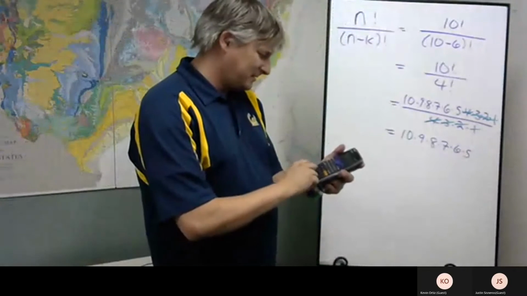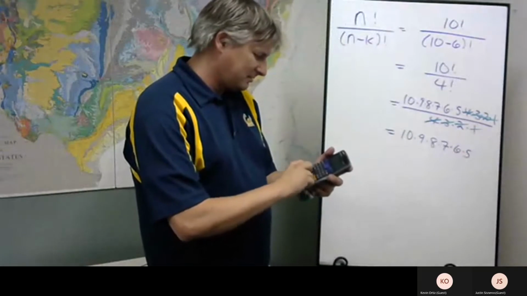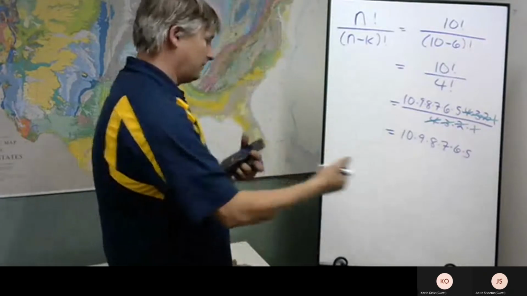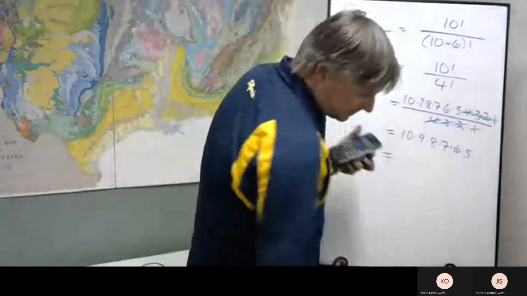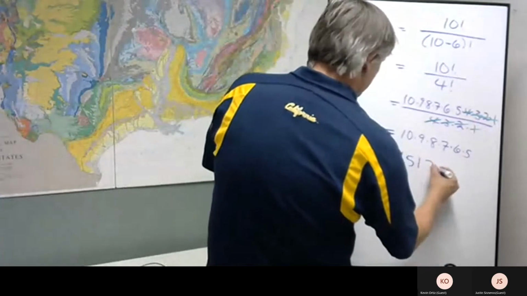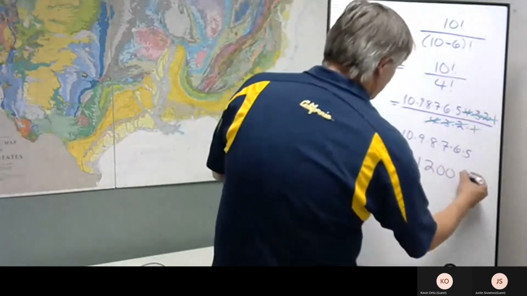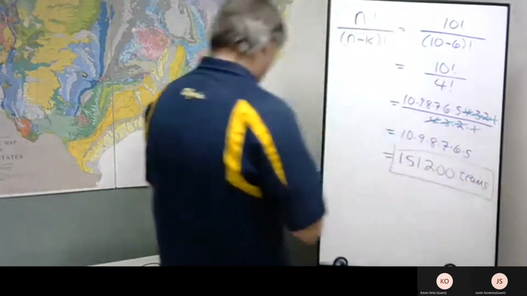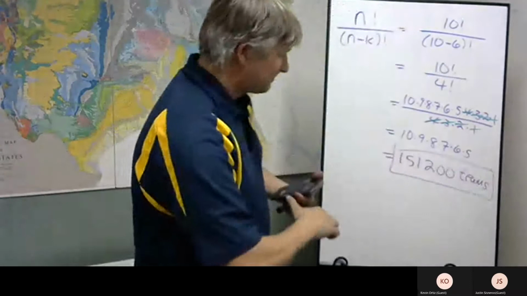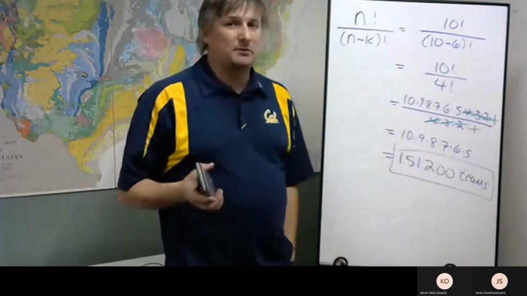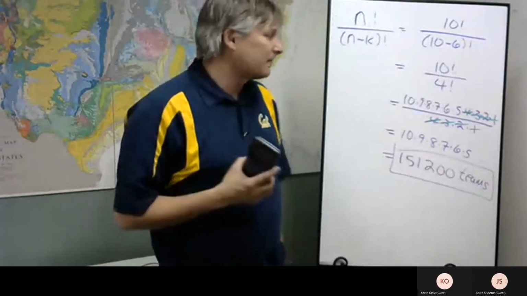And so now we get... wow. So we double check my result here. Yes, that's correct. 151,200 teams. That's quite a few. So there you go. Now, a tip is I'm canceling things to make the calculation easier.